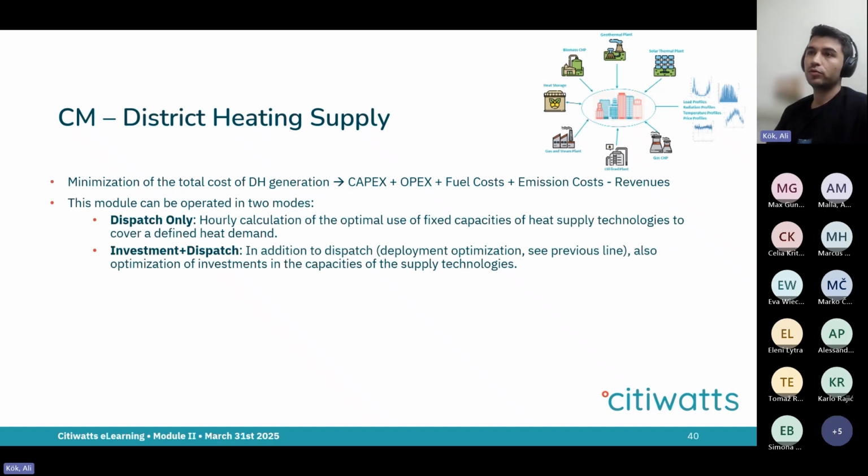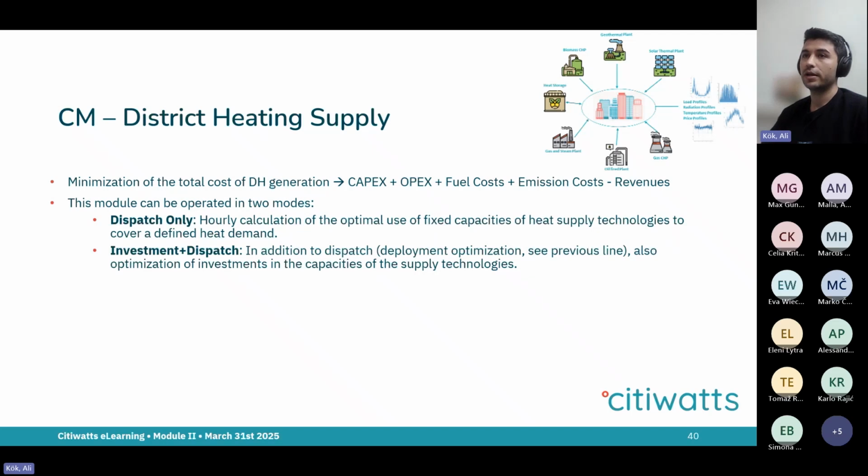So in this model, we have two main modes of operation. One is dispatch mode, only dispatch mode, and then we also have an investment and dispatch mode. In the first option, the dispatch mode, you give the installed capacities of the district heating supply technologies, and then the model only optimizes the dispatch. So we only make an operational optimization, and we only use the capacities that are available. The investment is not considered, the capacities will not be changed.